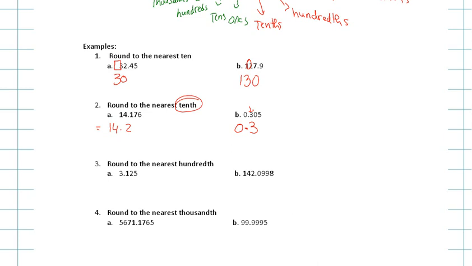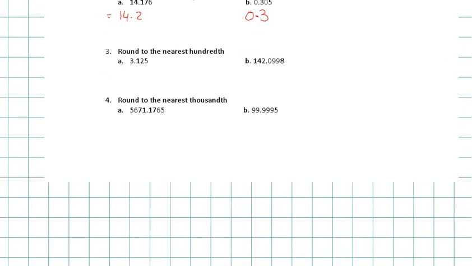Okay, so round to the nearest hundredth. So where's my hundredth digit in this case? The 2. Looking after the 2, that's going to be a 5, so then I have to round it up to 3.13.